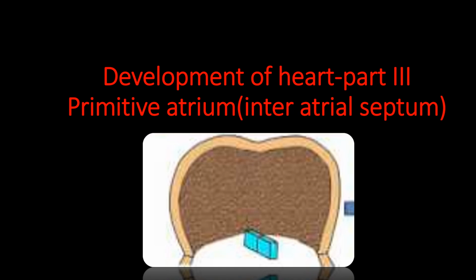In this video, we are going to see the development of heart part 3. In part 3, we are going to see the development of primitive atrium, how the right atrium and left atrium are developed, and the partition between the right and the left atrium, how it is produced. So these are all the things we are going to see clearly in this video. Now let's move on to the video.